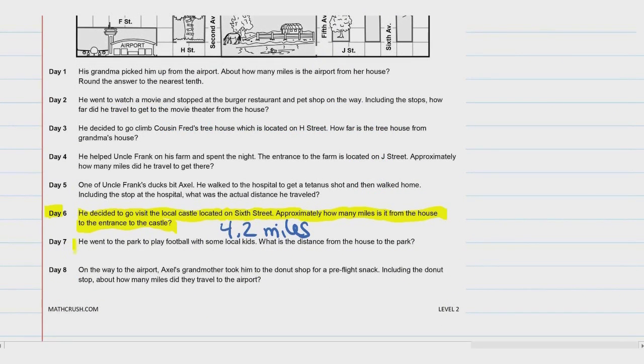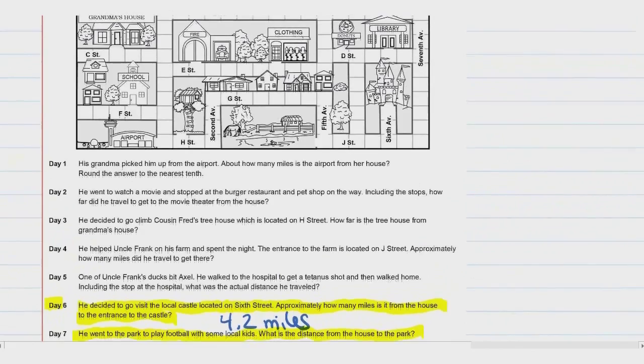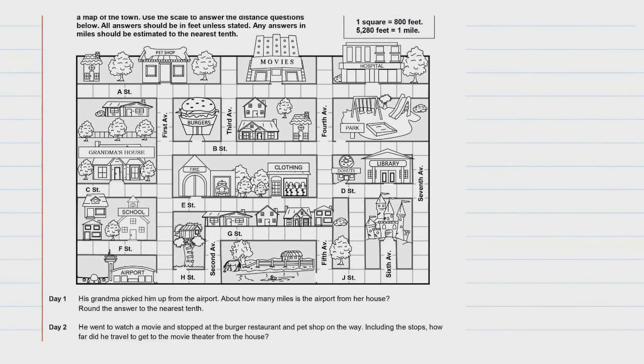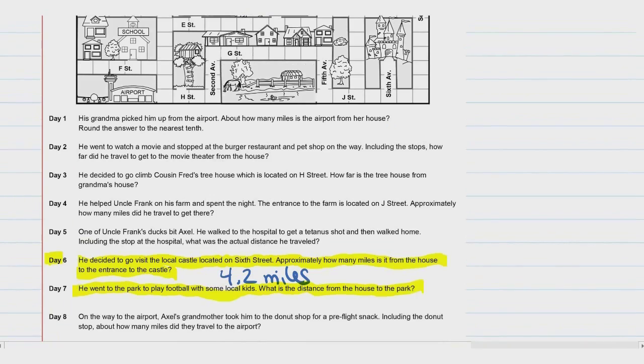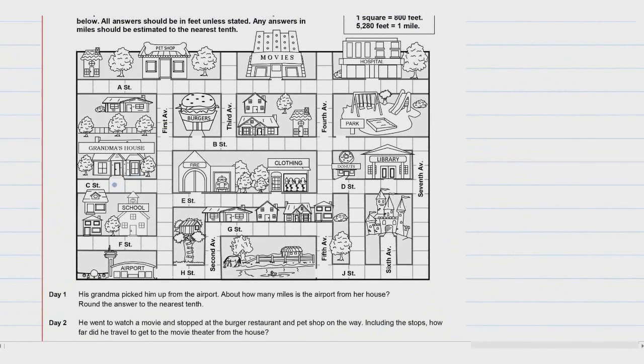Day 7. He went to the park to play football with some local kids. What is the distance from the house to the park? Again, it doesn't say anything about miles, so this problem's a little easier. We just have to calculate the feet. The park is right here, so we need to count the squares. So we go from grandmother's house. 1, 2, 3, 4, 5, 6, 7, 8, 9, 10, 11, 12, 13, 14, 15, 16, 17, 18. And he walks into the park to play football with some of the local kids. So we went 18 squares.